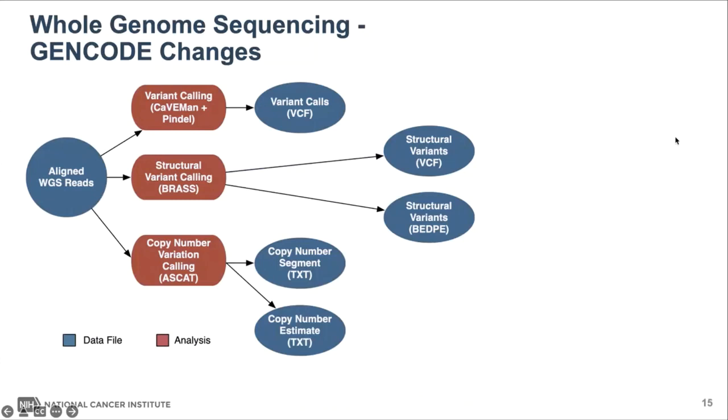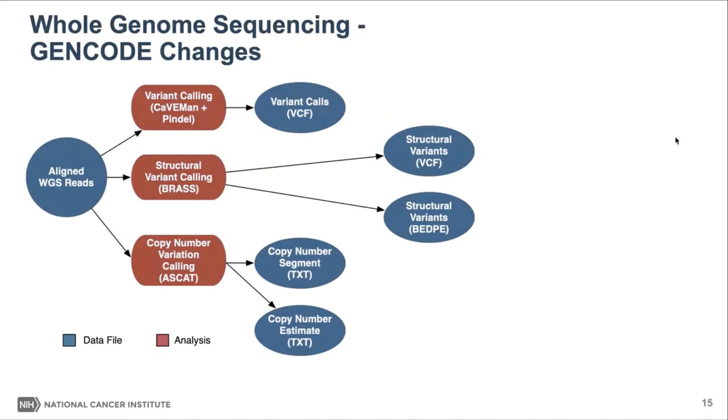So next, I want to talk about whole genome sequencing. For whole genome sequencing, we start out with whole genome sequencing alignments, tumor and normal, and those are compared to generate simple somatic mutation variant calling using Caveman and Pindel, structural variant calling using Brass, and copy number variant calling using ASCAT.